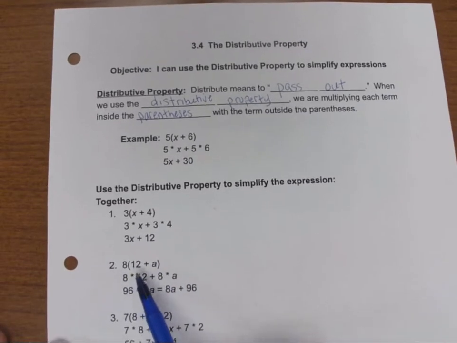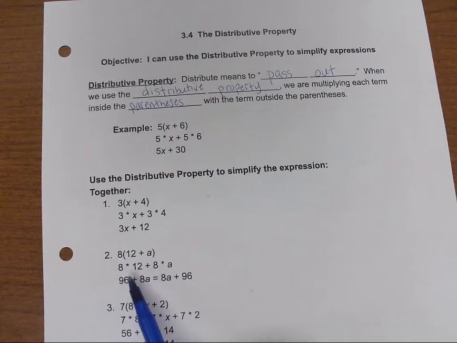Number 2. 8 parentheses 12 plus a. We're going to pass out that 8. 8 times 12 plus 8 times a. 8 times 12 is 96. And 8 times a is 8a.